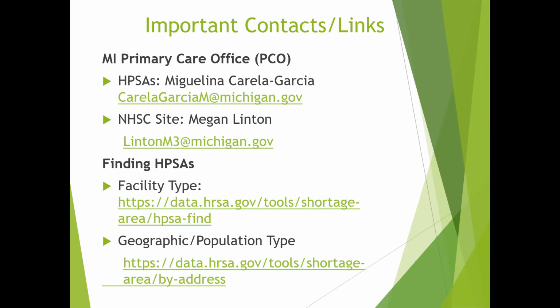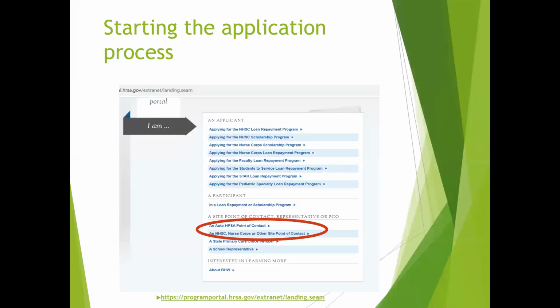And then for finding information about your organization's HPSA or your site HPSA facility type designation, you can go to that website down there below, and also the Shortage Area Tools website for both the geographic and facility type HPSAs.